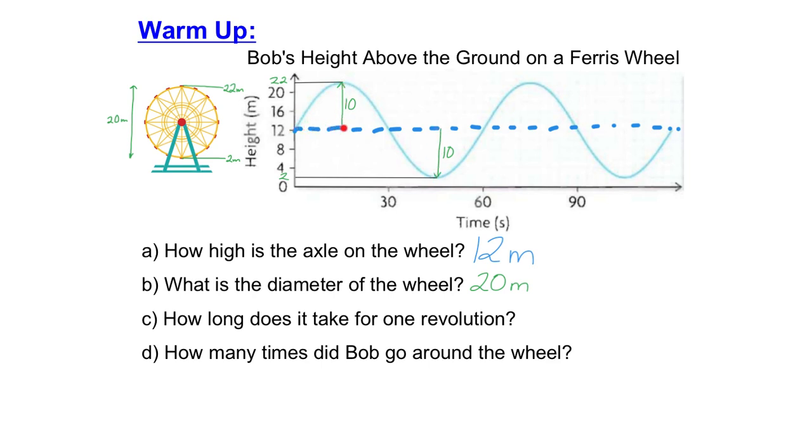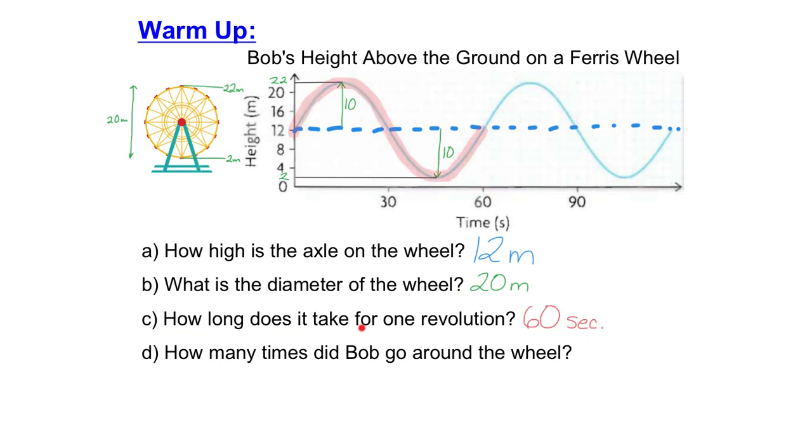So from the central axis, or from the axle, I go up 10 meters to get to the maximum height, or down 10 meters to get to the minimum height. So the highest is 22 meters, the lowest point is 2 meters above the ground. So from one side to the other, that's a distance of 20 meters. So the diameter of this wheel is 20 meters.